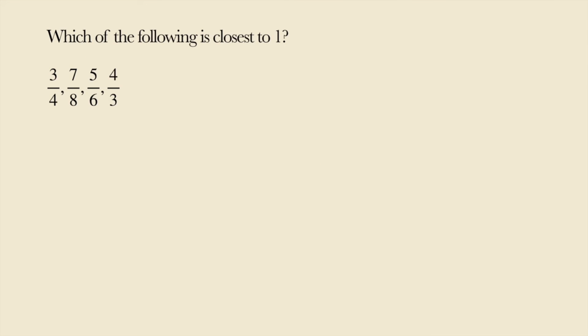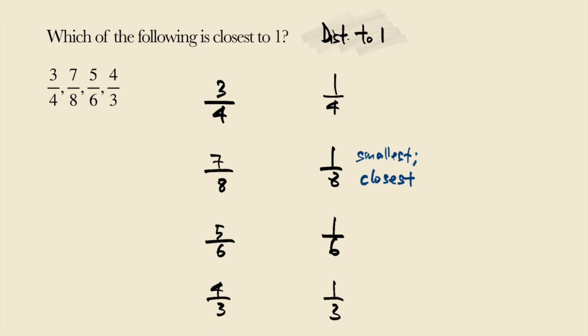So which one is closest to 1 whole here? Well, we got 1/4 away, 1/8 away, 1/6 away, and hey, this is an improper fraction, which means it's actually 1 whole and 1/3, which also means it's 1/3 away from 1 whole. So the distance is 1/4, 1/8, 1/6, and 1/3. Okay, which one is closest to 1 whole? That's the one with the smallest difference to 1 whole. Therefore, the answer is 7/8.